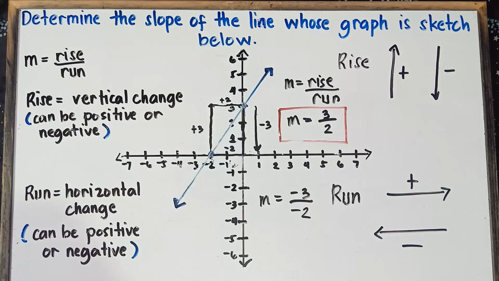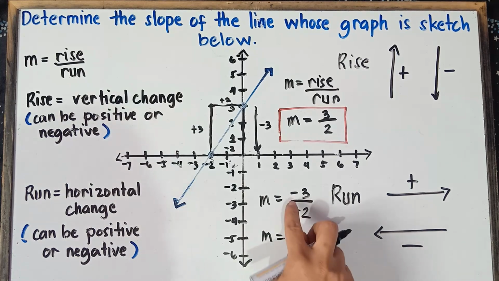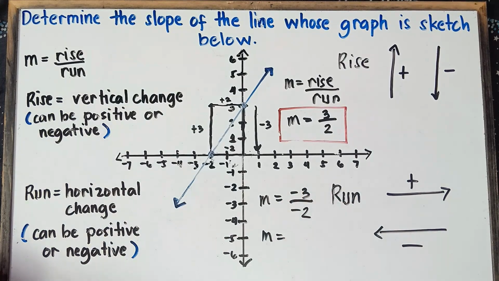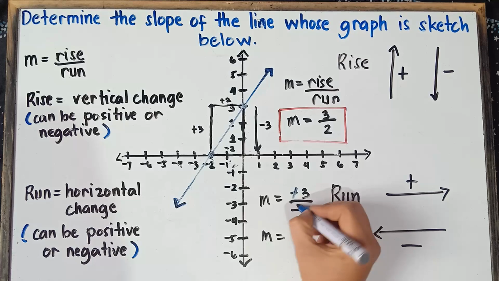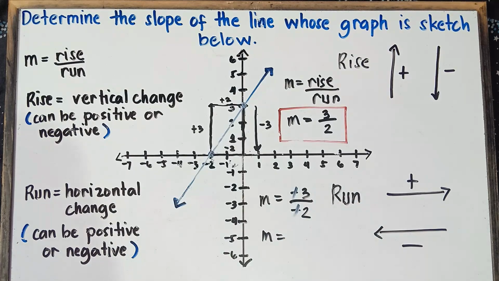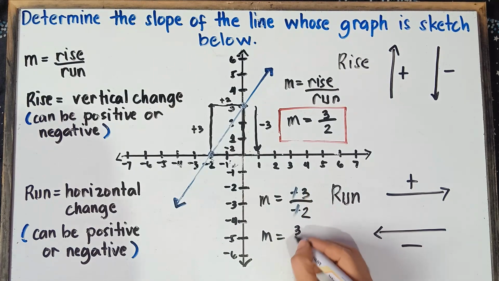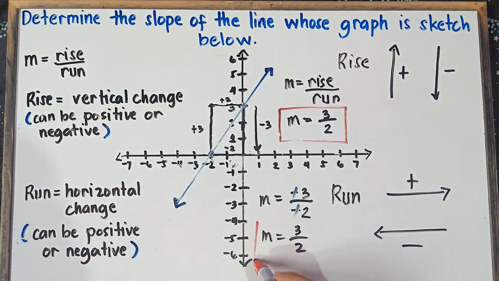Negative divided by negative, what's the answer, class? That's correct, that would be positive. Once again, negative divided by negative, that would be positive. We can just simply cancel this out. Simply copy 3 over 2. Yup, you will have the same answer, class.